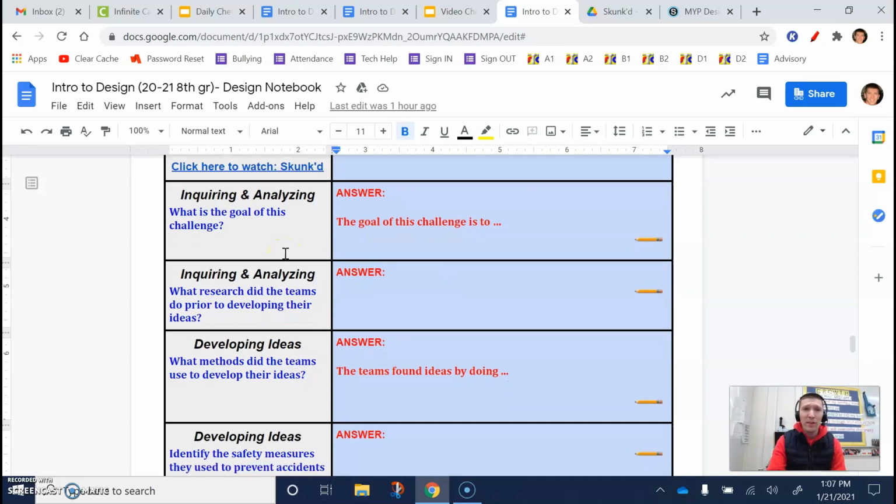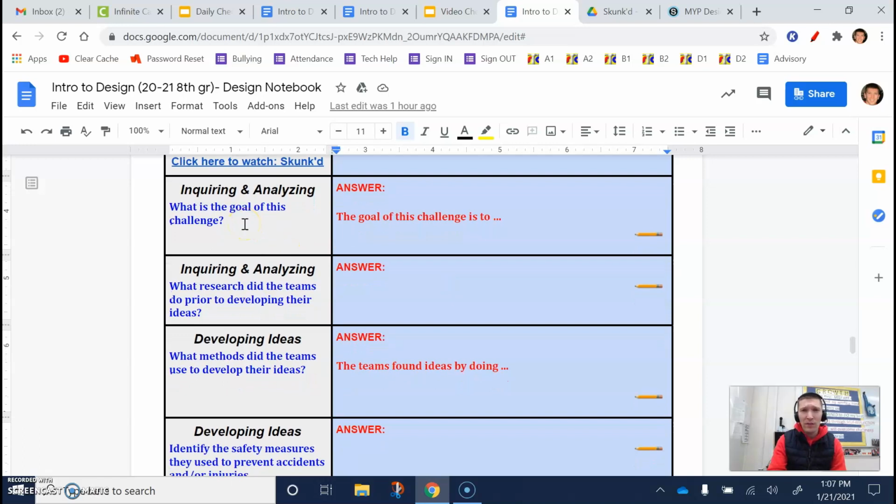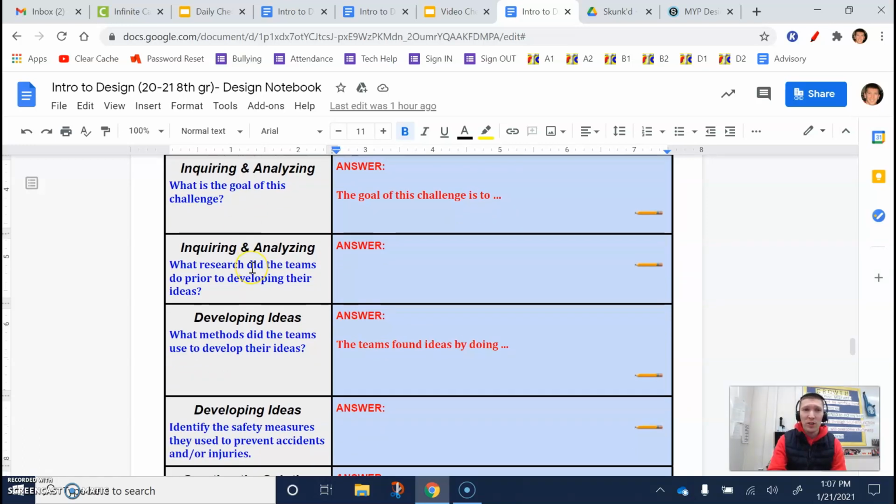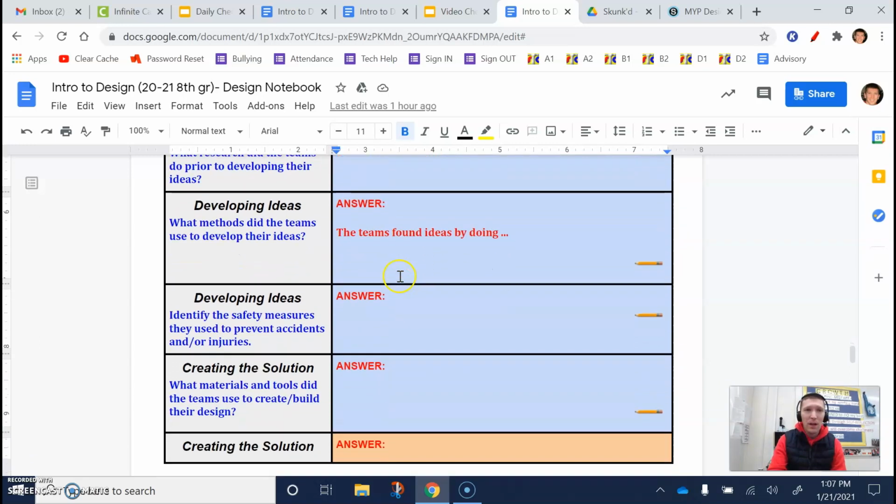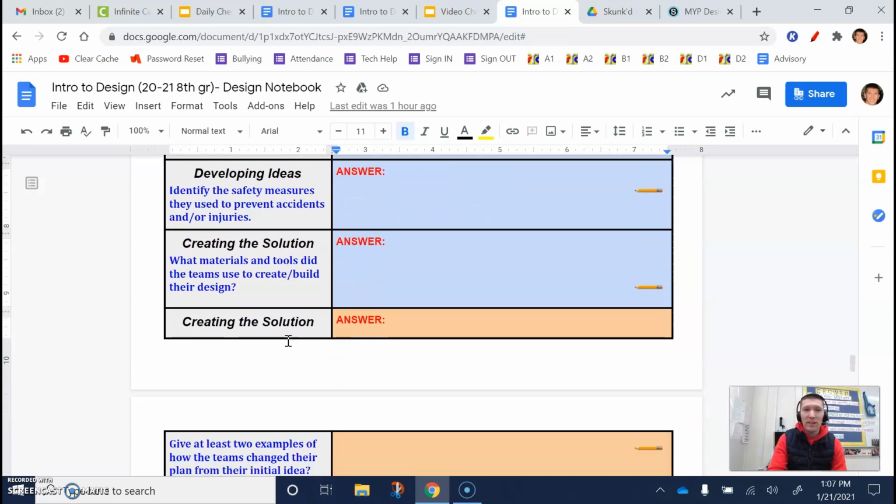So if we look through these questions, what's the goal of the challenge? What research did the teams do? Both of those are inquiring and analyzing, and your answers will go over here. For developing ideas, it's what methods did the teams use to develop their ideas? How did they find their ideas or come about their plan? Identify the safety measures they used to prevent accidents and or injuries.